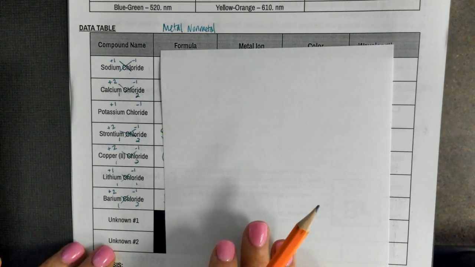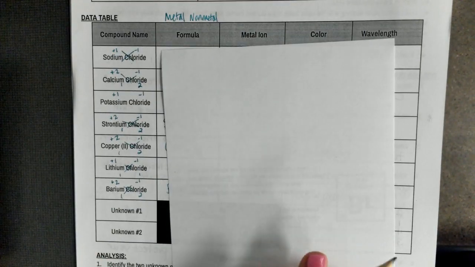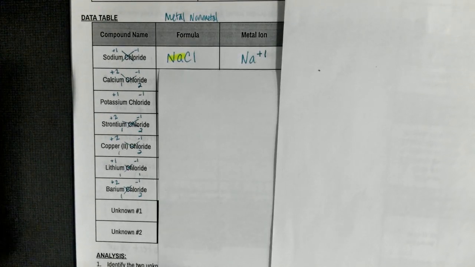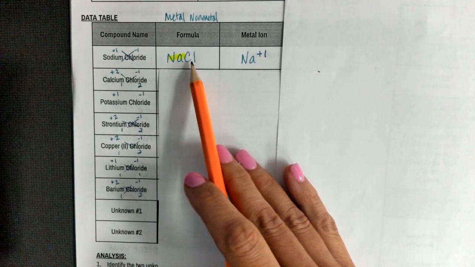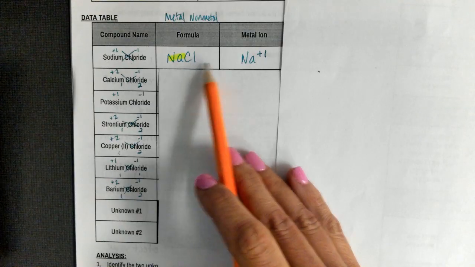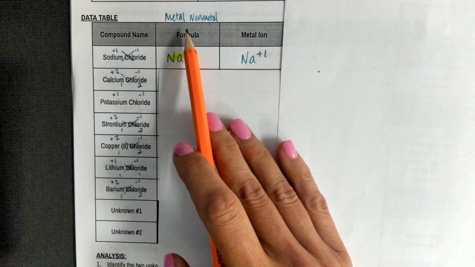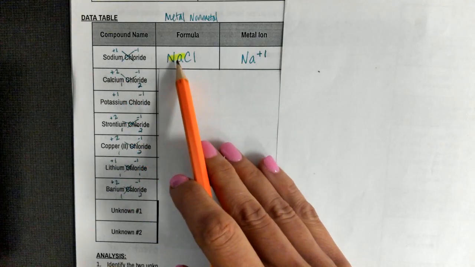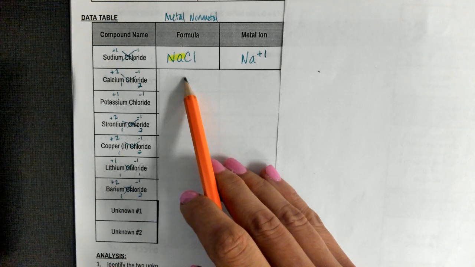So to figure out my formula, I really just need to do my crisscross charge. So I'm going to take my +1 and -1 and just crisscross them. And when I do that, I get NaCl as my formula because I only have one Na and I have one Cl. Now, how did I know that my metal ion was +1? Because the metal is always written first in my formula and also in my name. So this is what we're looking at when we do our flame test. We're looking to see what color that sodium ion is going to be.